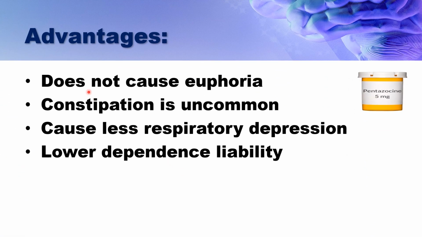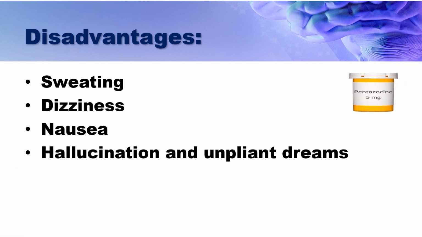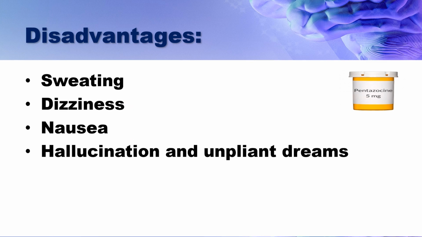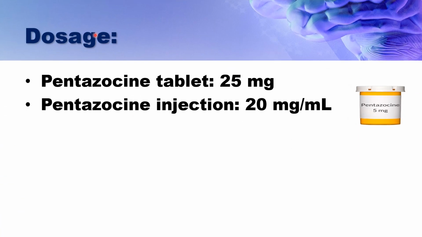The advantage is it does not cause euphoria. Constipation is uncommon with this drug and it is going to cause less respiratory depression. Low dependence liability. Disadvantages: it causes sweating, dizziness, nausea, hallucination and unpleasant dreams. The dosage: pentazocine tablet 25 mg, pentazocine injection 20 mg per milliliter.